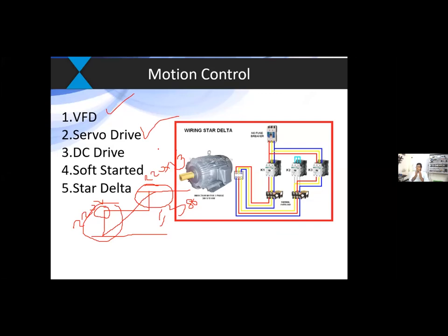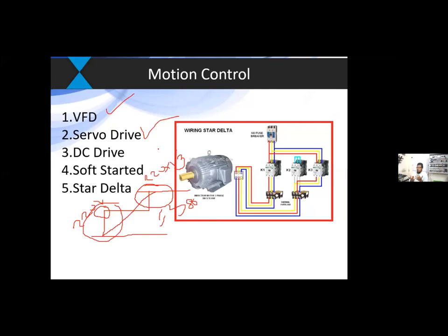So what is the difference between stepper motor and servo motor? They run on the same principle. For every pulse, every frequency, the motor gives a rotation. But the stepper motor doesn't have any feedback, while the servo motor gives feedback.